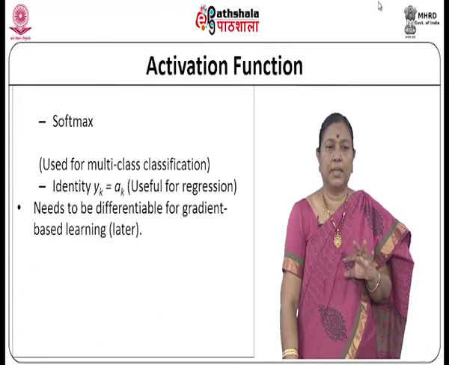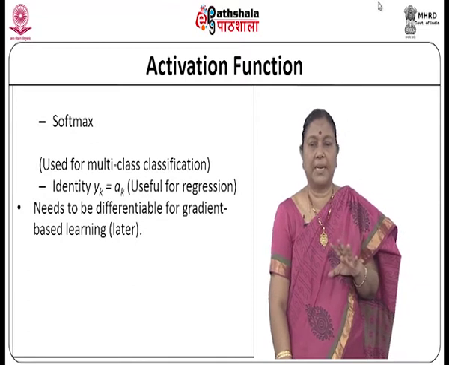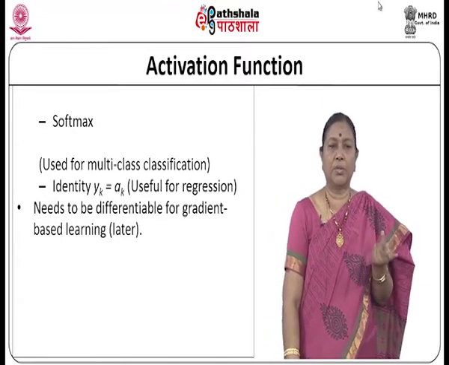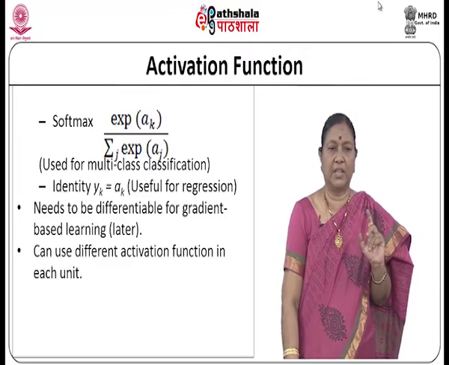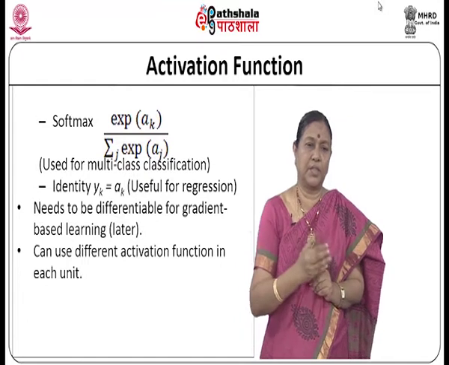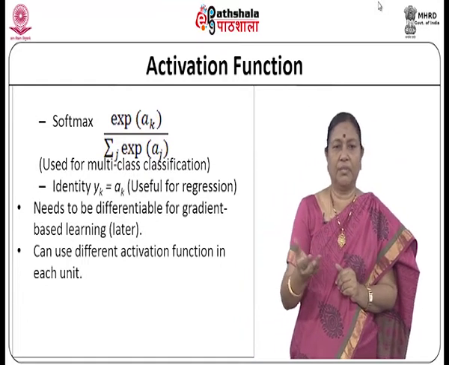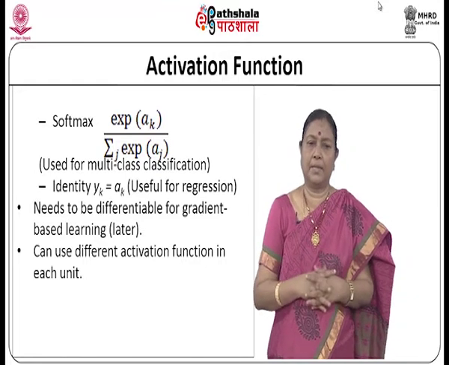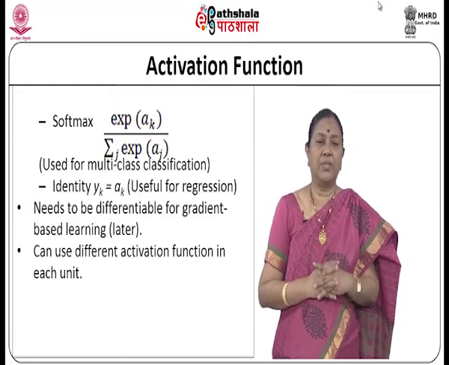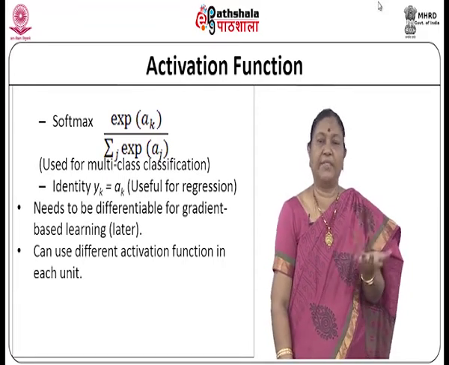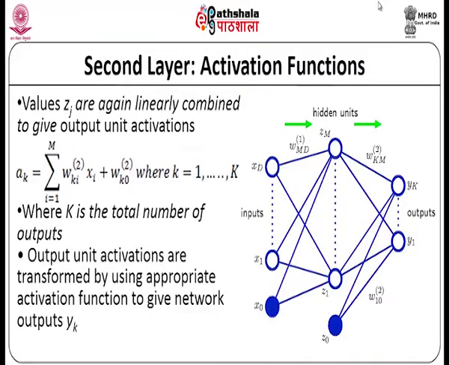Then you can have softmax used for multi-class classification, and you can have identity also, yk equal to ak, useful for regression. So, this is the softmax: exponential of ak divided by the sum over j of exponential of aj. Now, it needs to be differentiable for gradient based learning, and you can use different activation functions in each unit. It need not be the same activation function. We have here assumed that the activation function is the same.